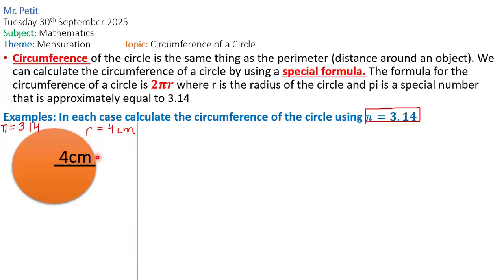So far, quick recap: the radius of the circle is 4 centimeters. And pi is equal to 3.14. Good. So now all we need to do is apply our formula.